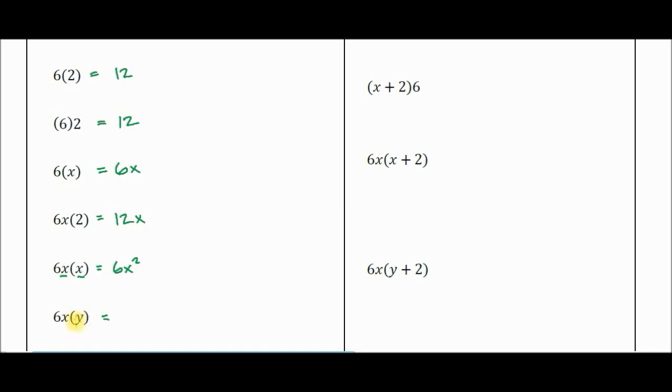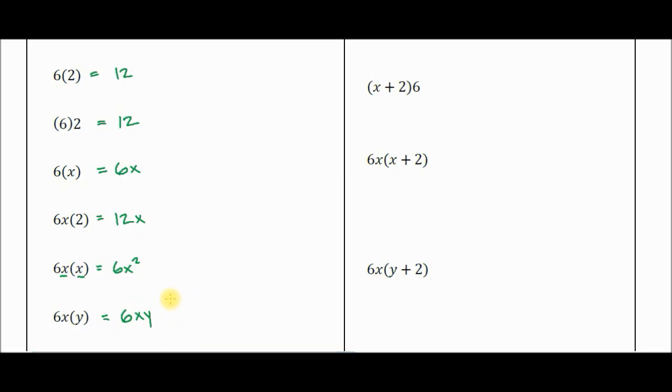And the y variable inside the parentheses can't be multiplied by anything here. So basically it just remains the way it is, except for you can remove the parentheses. You could just read this as 6x times y, which is the same as 6 times x times y.